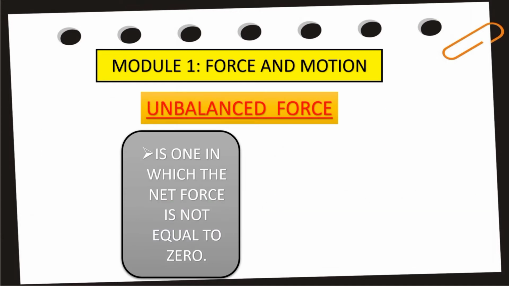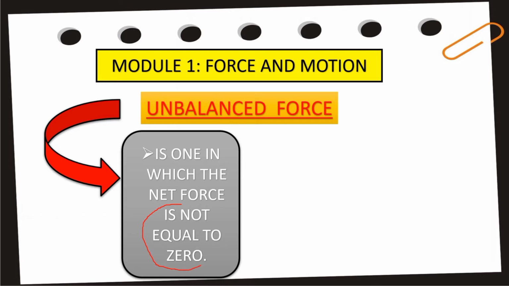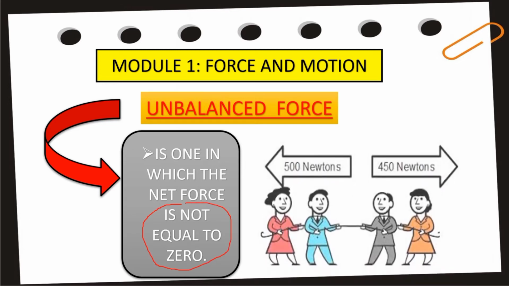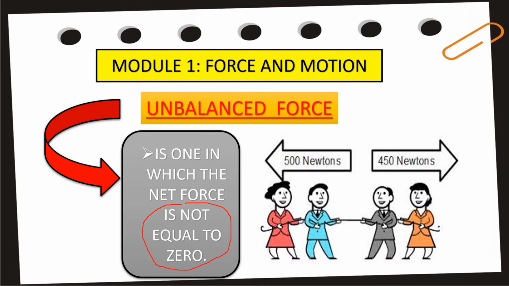Okay, let us have now the unbalanced force. Unbalanced force is one in which the net force is not equal to 0. Now class, take note of the net force, but this time it is not equal to 0. Okay, for example, we still have the same game, a tug of war, where for each team we have two members. We have Team A to the left and Team B to the right.